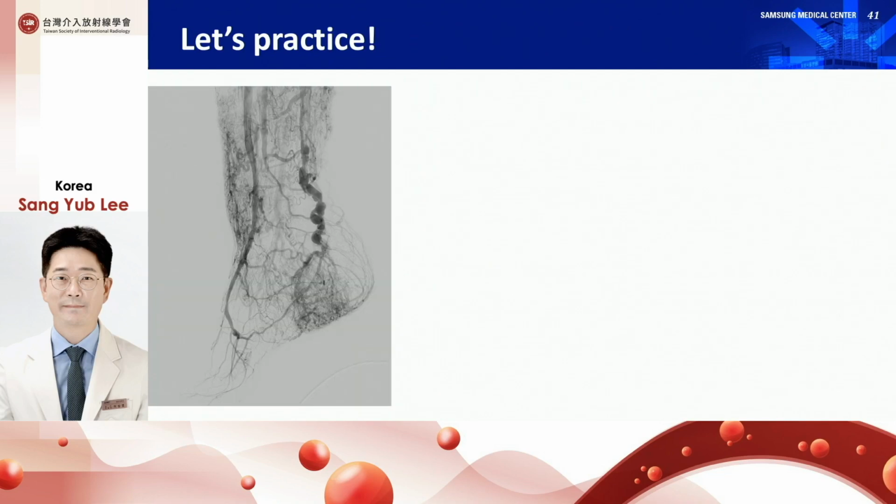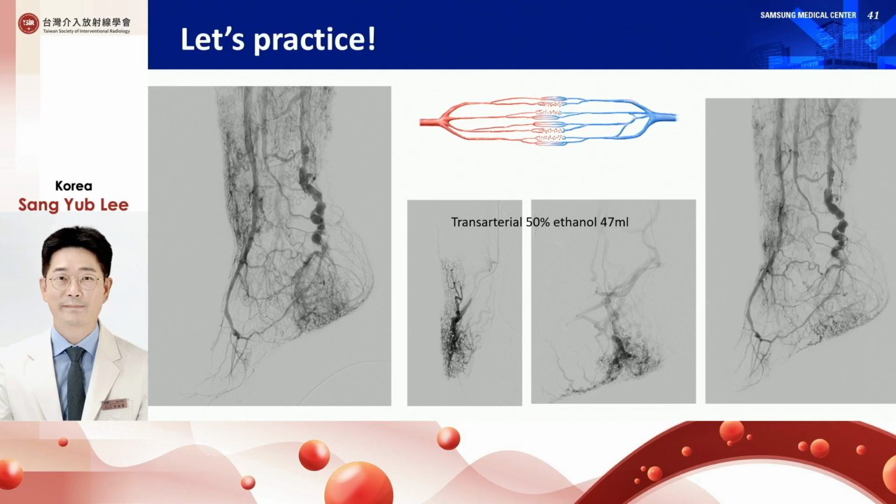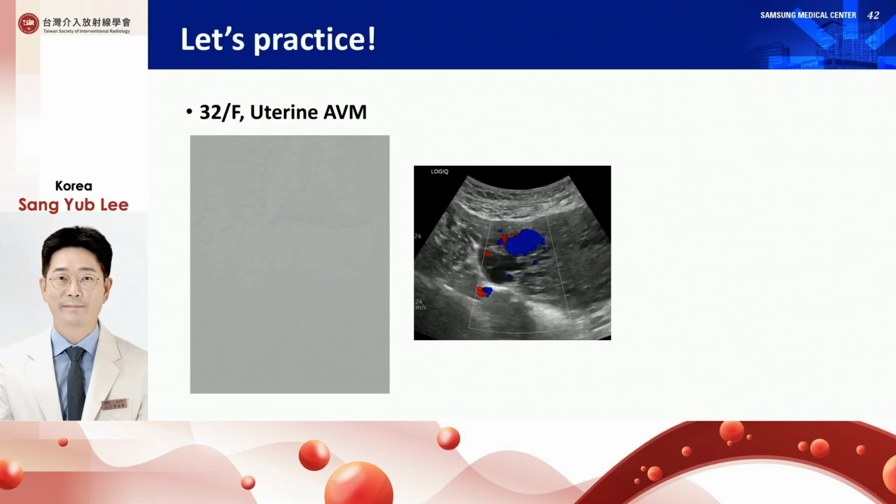How about this case? There is no room for direct puncture. This is a type 3A AVM. So we use diluted ethanol, and this is the final image, improved AVM.